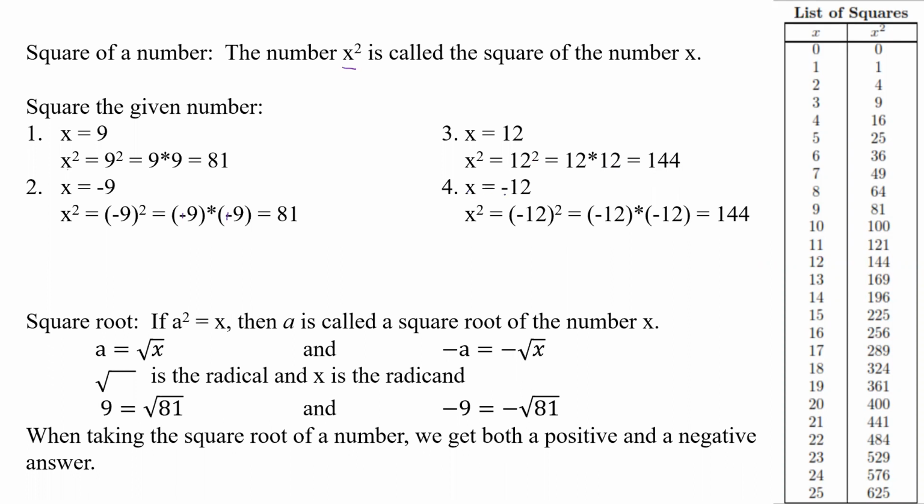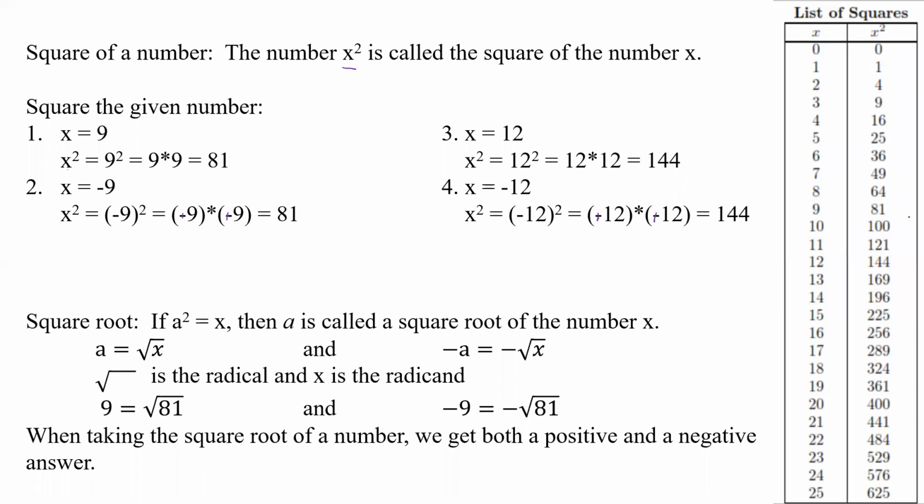Now, if x is negative 12, again, we have to put the whole thing, the negative 12, inside of the parentheses, and we're squaring that. So we take negative 12 times negative 12, and negative times negative is positive, and then 12 times 12 is back to the 144. So that's when we square a number.